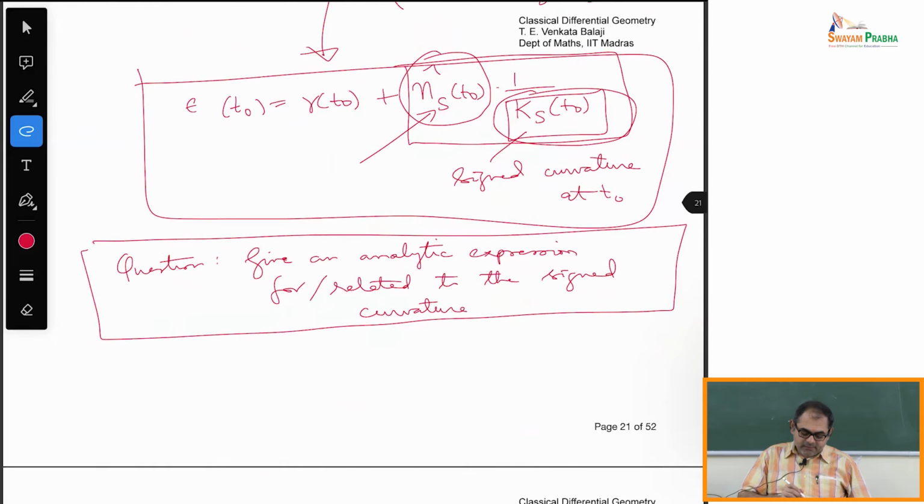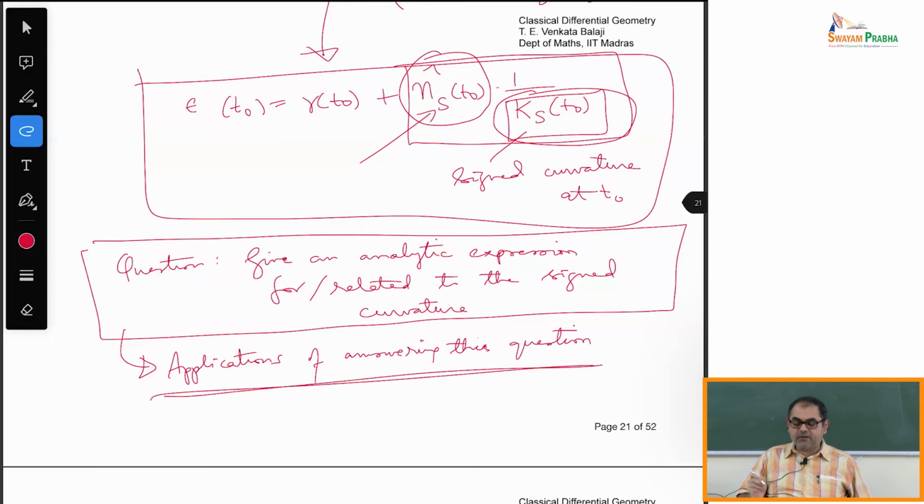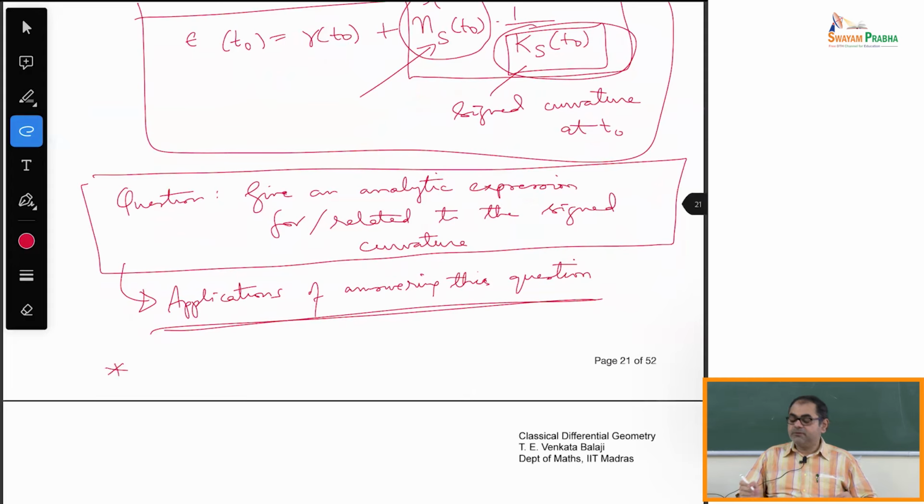So what are the applications of answering this question? I will tell you something about that. And these are the topics that are going to occupy us in the next few lectures. So the first thing is the so-called Frenet-Serret frames. Let me write it correctly.